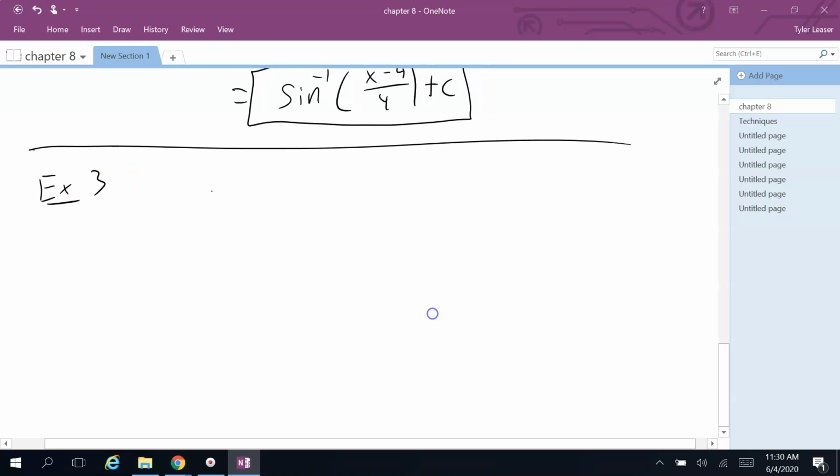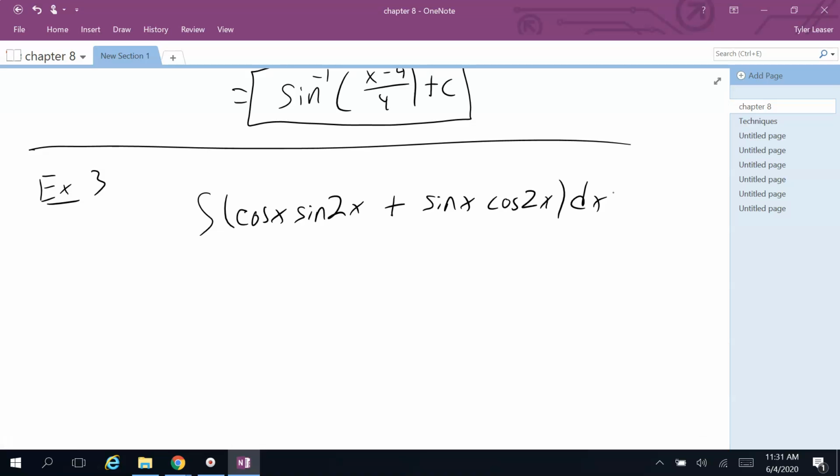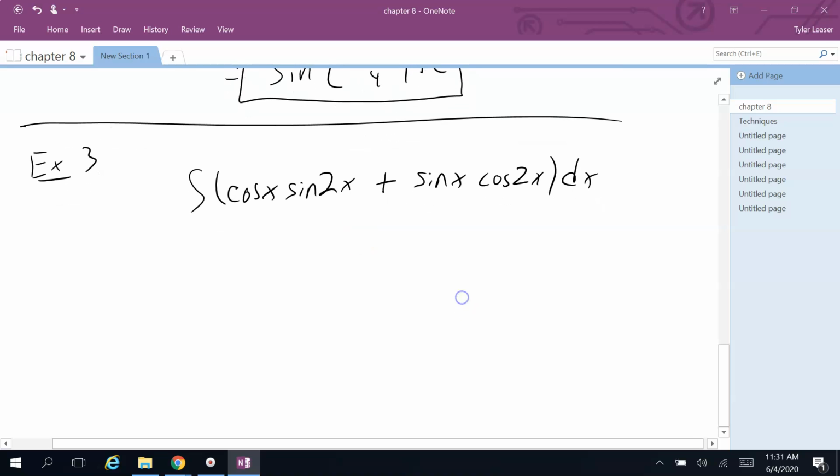This next one should be pretty fast. So this will be the integral of cosine x sine 2x plus sine x cosine 2x, all with a dx. Okay, whenever you have trig stuff in the integral itself, we can do the antiderivatives for most of them fairly easy, but when you have one that's really complicated like this, it's going to be a little bit harder.